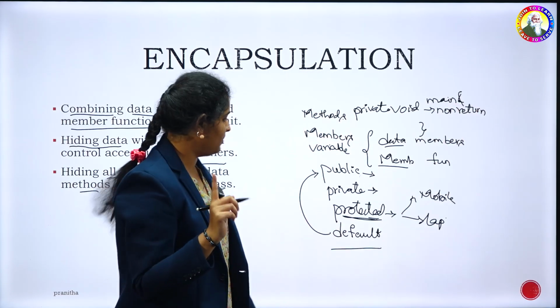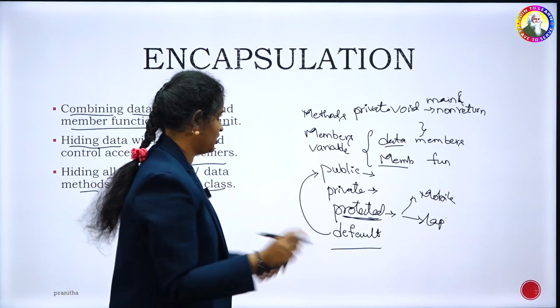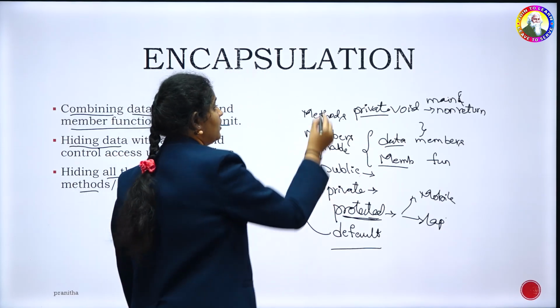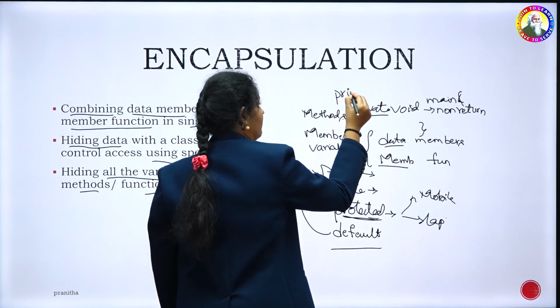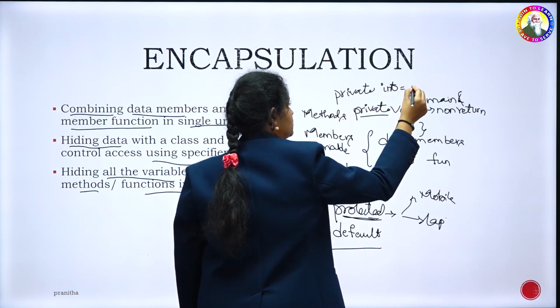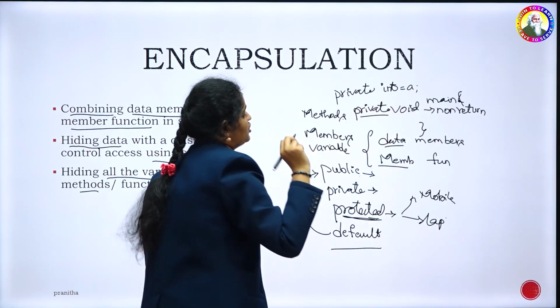This will be one of the methods if you are taking it into consideration. For the method, if you are giving any variables, you can take it as private int a equals something. You are declaring and initializing it.